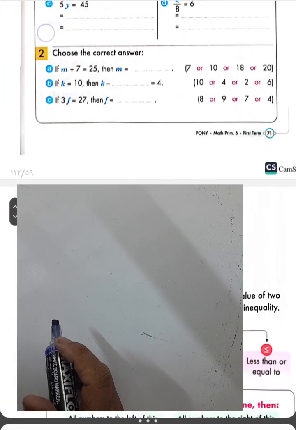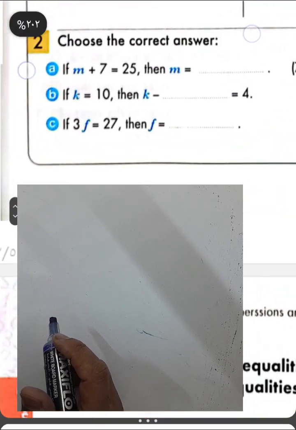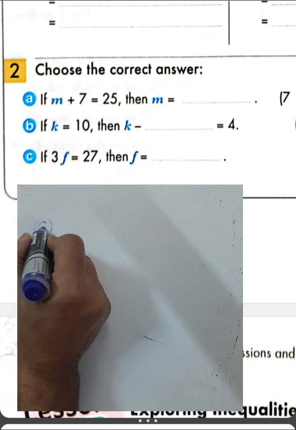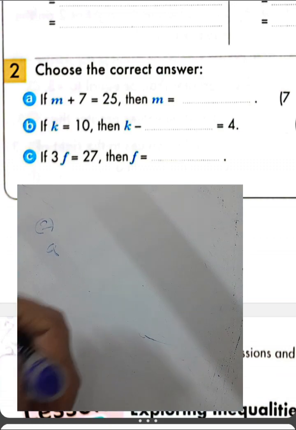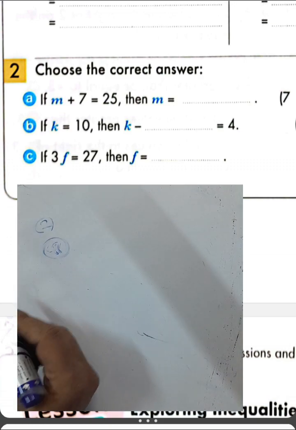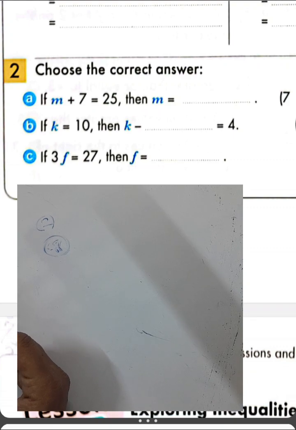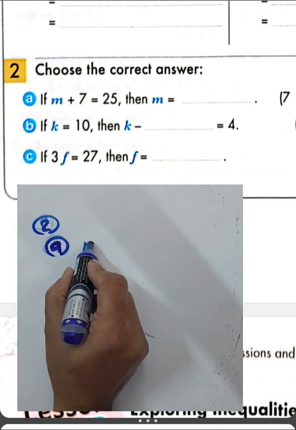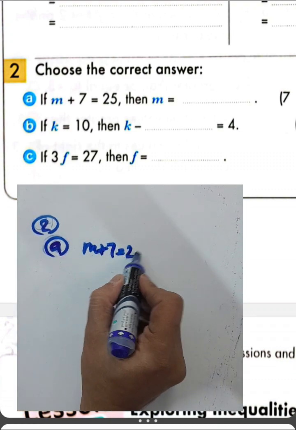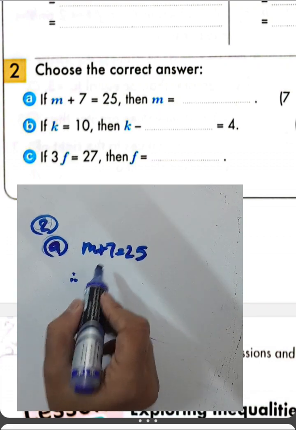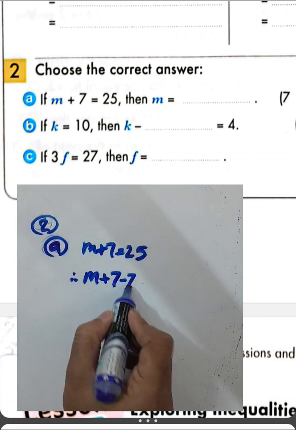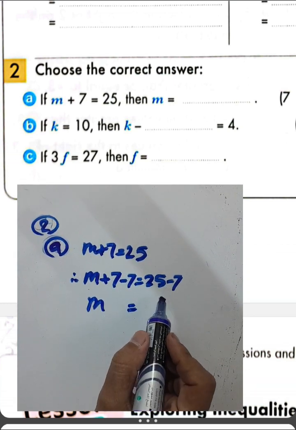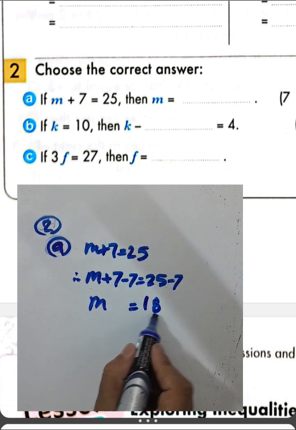Question number 2, choose the correct answer. Letter A. If m plus 7 equals 25, we want to find the value of m. You must cancel 7 by adding negative 7 to the left-hand side and right-hand side. Then m equals 25 minus 7, which is 18. Then m here equals 18.